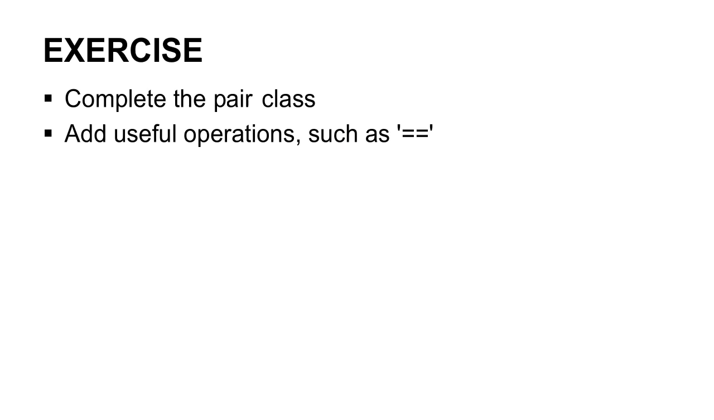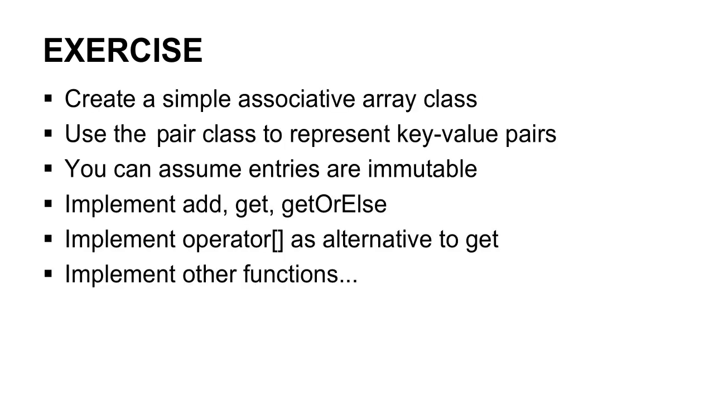Here are some exercises so that you can put what you've learned into practice. Take the pair class that you met when we discussed partial specialization and complete it by adding other useful operations, such as the equals equals operator. Now create a simple associative array class that manages a collection of key value pairs. This will be a simple version of the map or dictionary classes that you find in every set of collection classes. You can use your pair class to hold the key value pairs and assume that entries are immutable. Use a suitable STL container to hold your collection of entries.